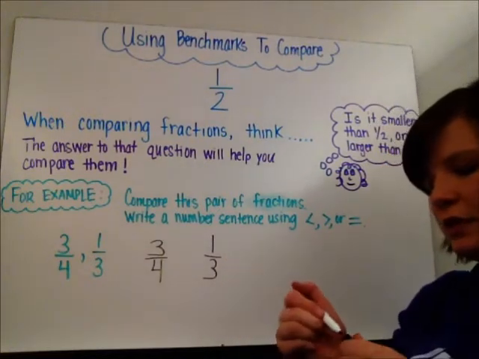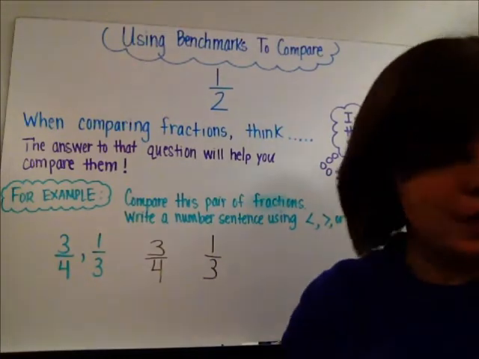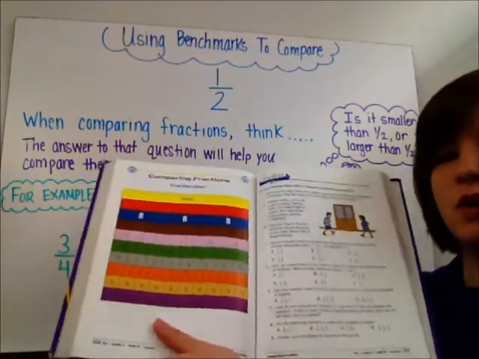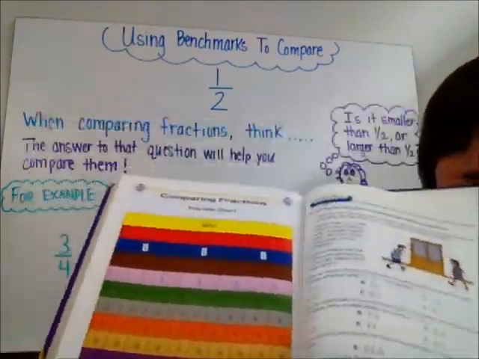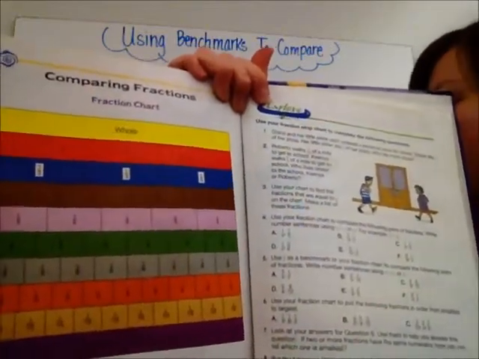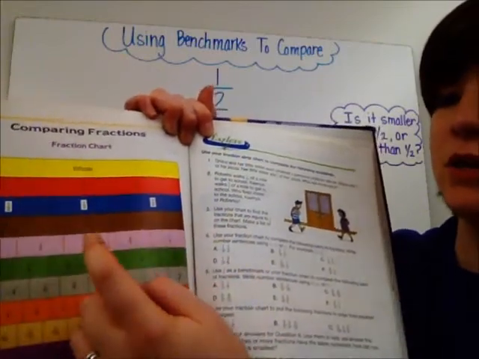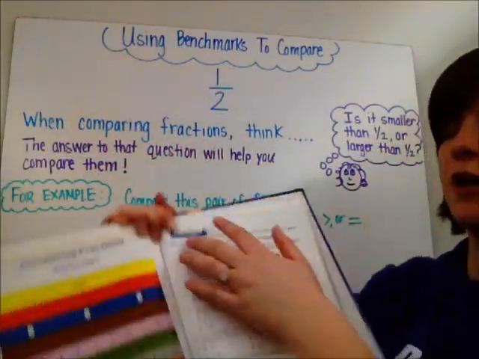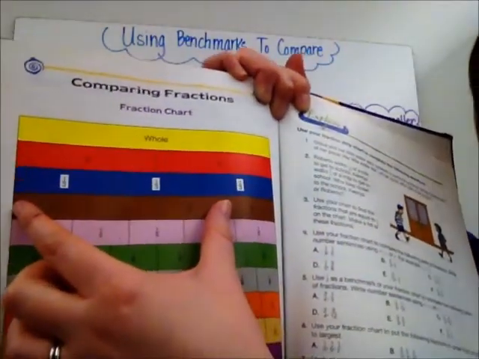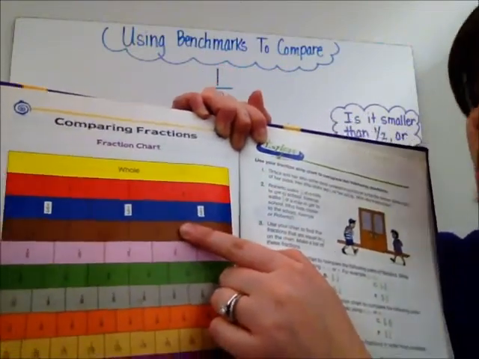And we're going to put either greater than, less than, or equal to in the middle. So we can use that benchmark of 1/2 to help us. On page 336 in your math book, you can use that to help you. If we think about 1/2 as being right here, so we have 3/4 and 1/3. 3/4 is right here. From here to here, 1, 2, 3/4.